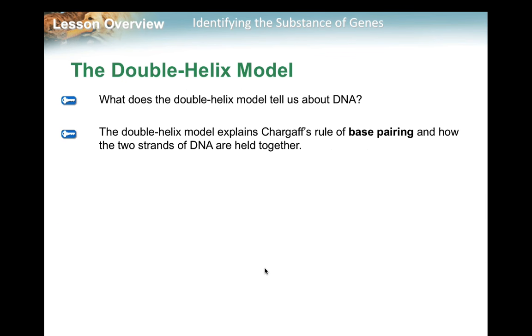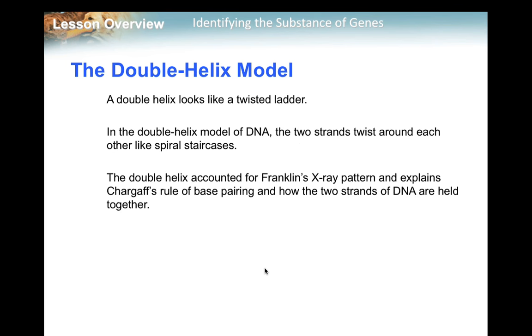And the double helix model. The double helix model explains his rules of base pairing. Base pairing is talking about, once again, the nitrogenous bases and how they match up. It shows as a double helix, kind of like a spiral staircase, and this model talks about how the two strands are held together. It looks like a twisted ladder, like you grab a ladder and you twist it up. And in the double helix model of DNA, the two strands twist around each other.